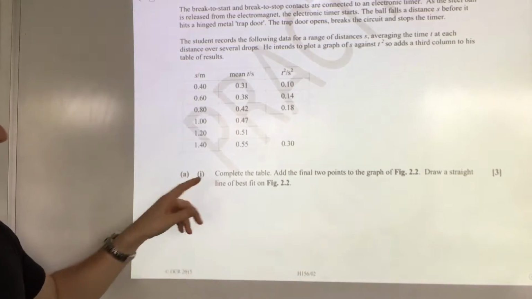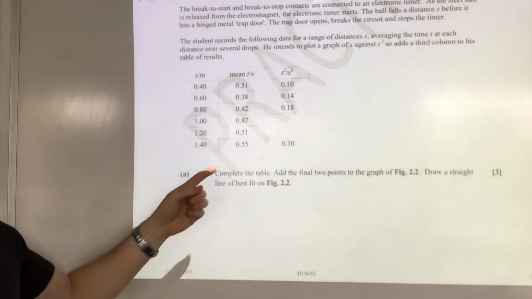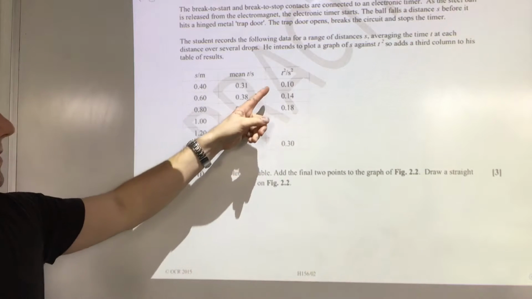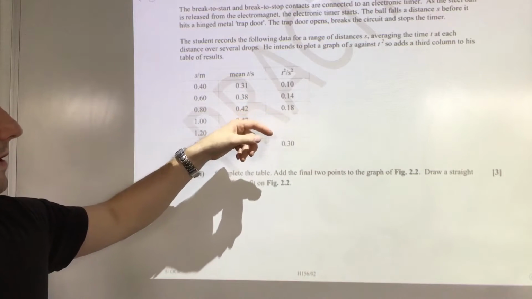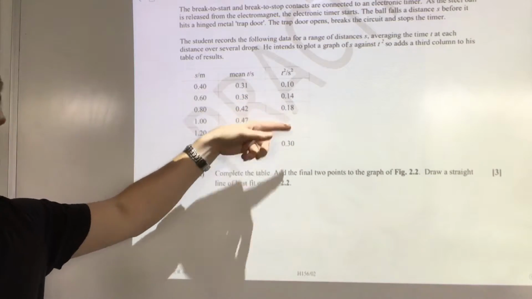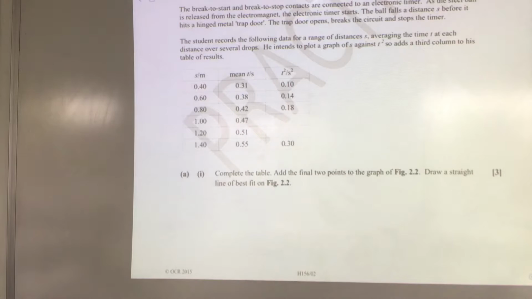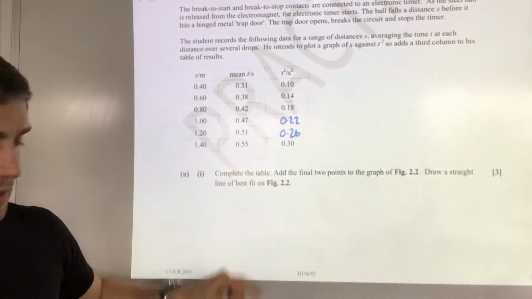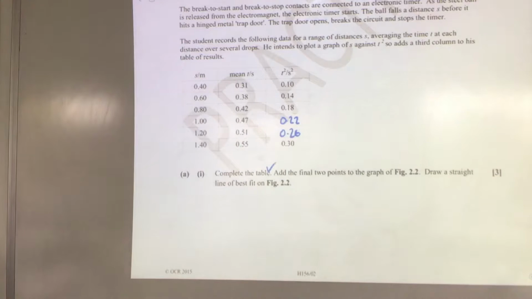The first question, A part 1, requires us to complete the table, so you can see that we're just squaring the time values to fill this table in. So those values are 0.22 and 0.26. We're going to write those in. 0.22, 0.26. Complete the table. That's the first part. Then we need to add 2 final points to the graph.